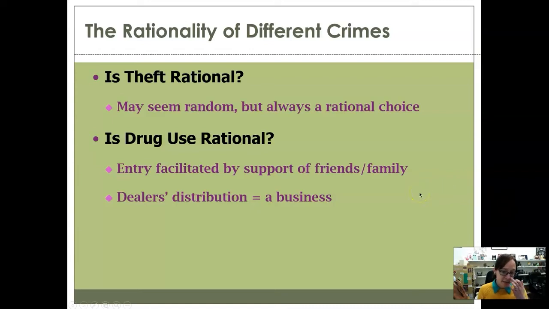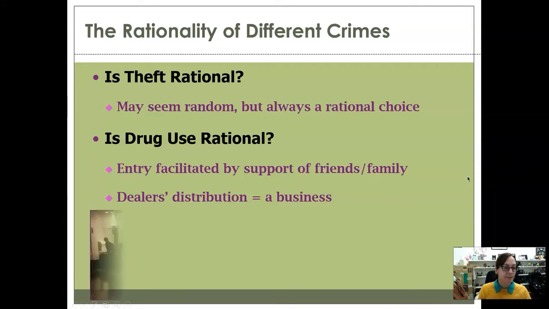And when we look at dealers' distribution, they treat the drug trade as a business. There are a lot of calculated decisions to increase profits, maintain clients, and minimize the risk of detection by law enforcement. That affects when they decide to deal, who they're going to trust, and how to keep drugs as pure as possible so that their clients are happy and they return. So there are a lot of those decisions that go into this.